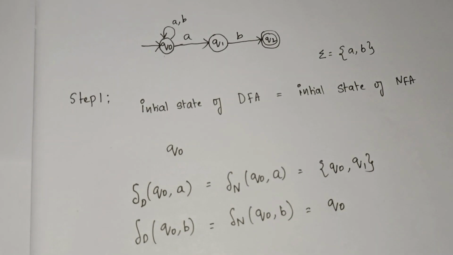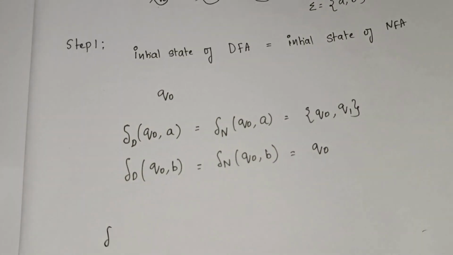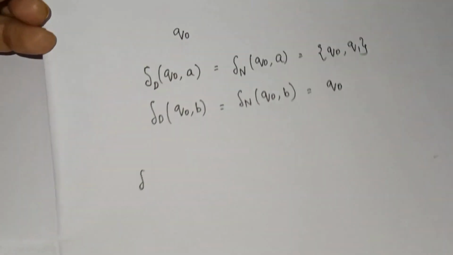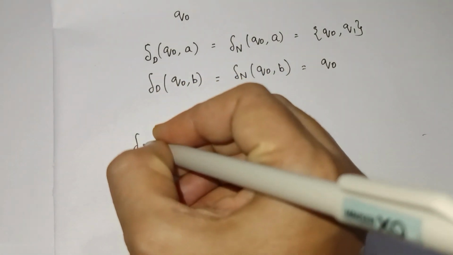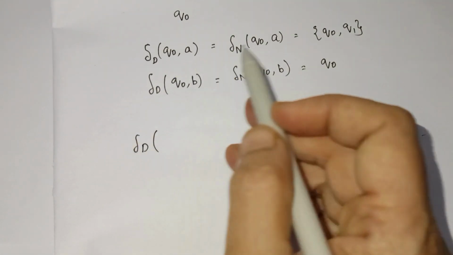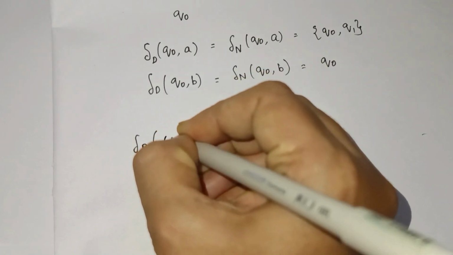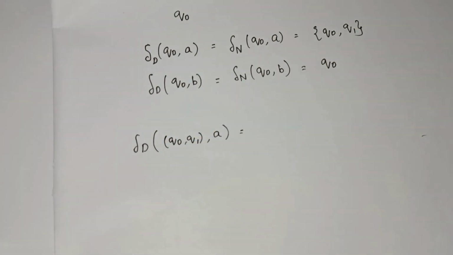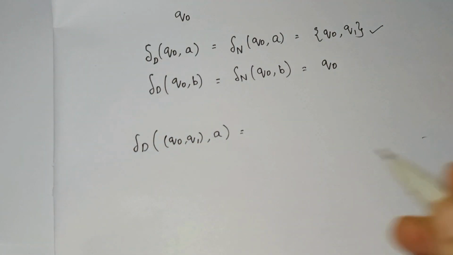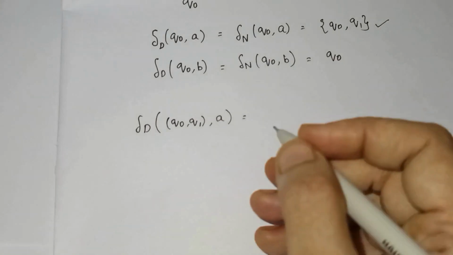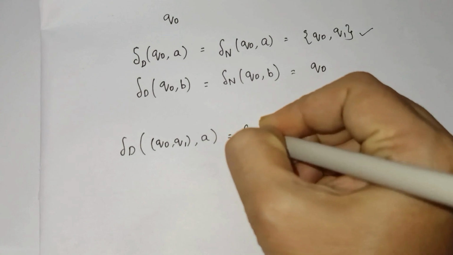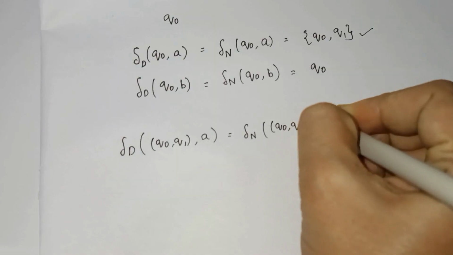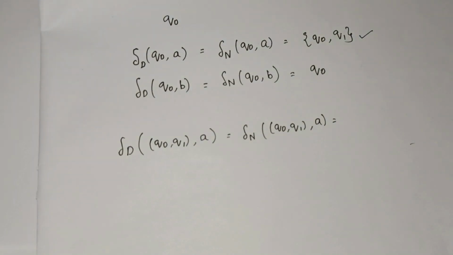So make a transition with delta D of Q0 on A. We will write like this. Delta D of, what is the next state we got? Q0 Q1. So take that one, Q0 Q1 on A. Now I am taking this state. Delta D of Q0 Q1 on A is delta N of Q0 Q1 on A. Right? Hope you understood.